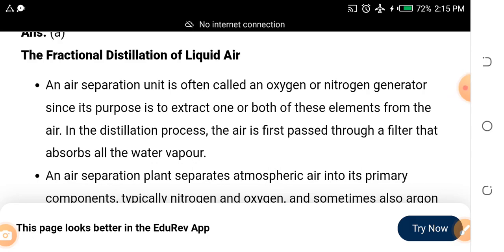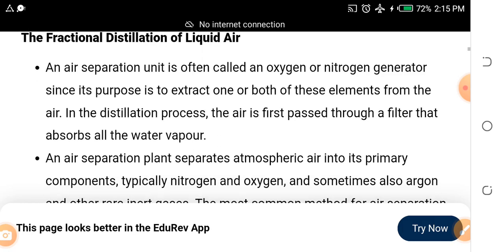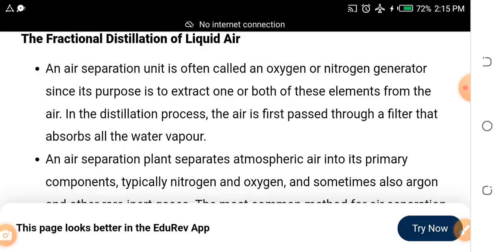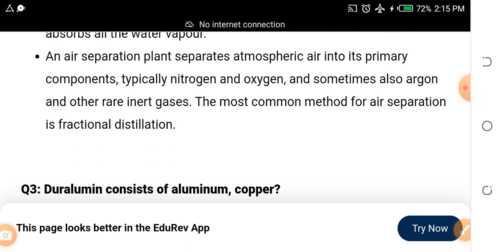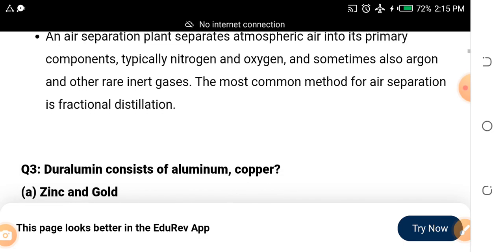Fractional distillation of liquid air. An air separation unit is often called an oxygen or nitrogen generator, since its purpose is to extract one or both of these elements from the air. In the distillation process, the air is first passed through a filter that absorbs all the water vapor. An air separation plant separates atmospheric air into its primary components, typically nitrogen and oxygen, and sometimes also argon and other rare inert gases. The most common method for air separation is called fractional distillation.